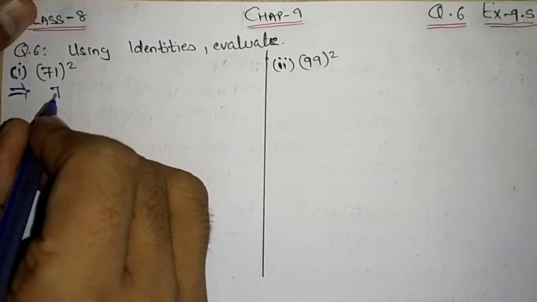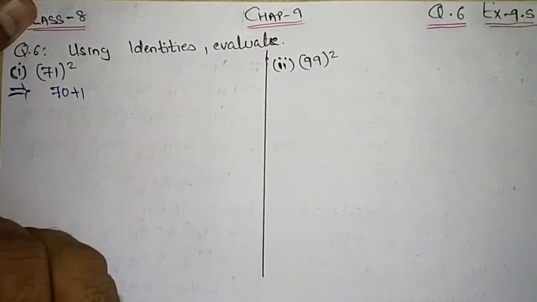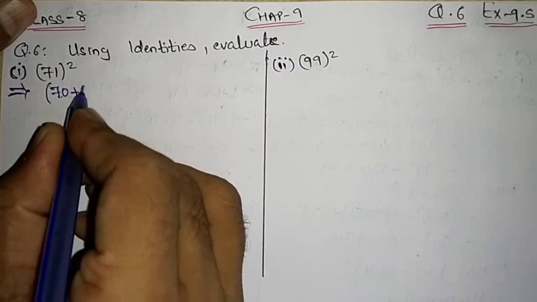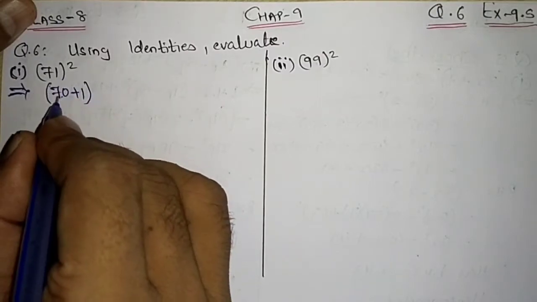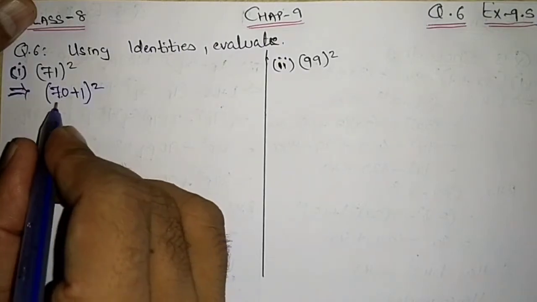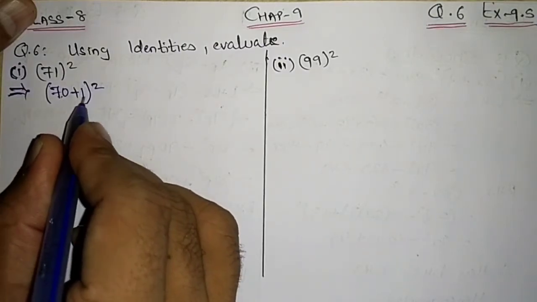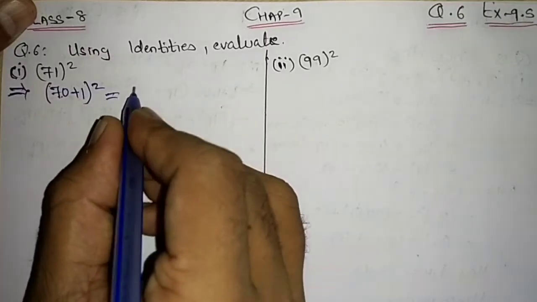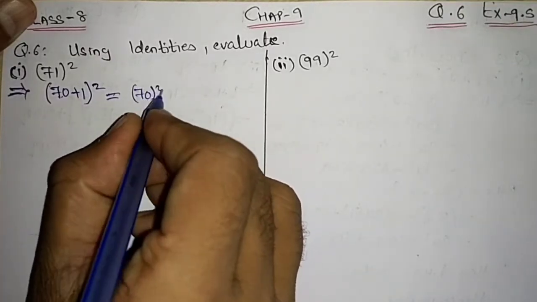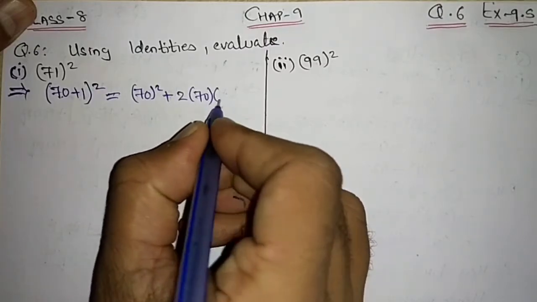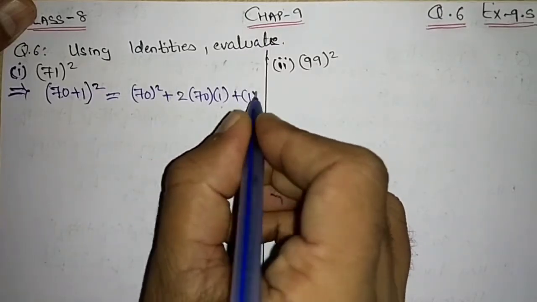71, can I write it as 70 plus 1? Right? 70 plus 1 will get 71. And 71 whole square, so I will get 70 plus 1 whole square. So I got it in the form of a plus b whole square. And now what is the identity? a square plus 2 into a into b plus b square.